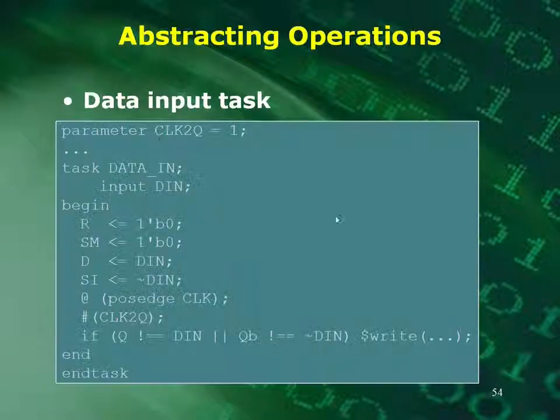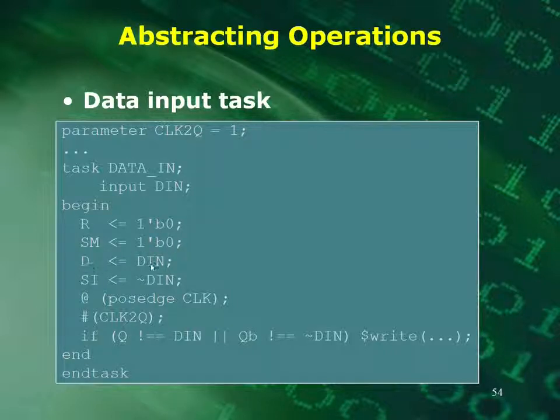So let's look how we might write that. Again, there's our parameter for our clock to Q. It can be whatever you need it to be. We've set our reset to 0 in this task. Here we've got our data in. Okay, so you can feed it whatever value you need to feed it for the test. Here we've set our reset to 0. We've taken it. We've made sure it's not in scan mode.